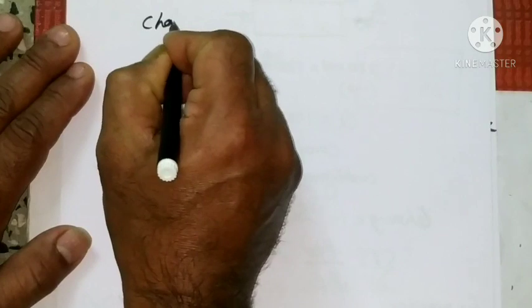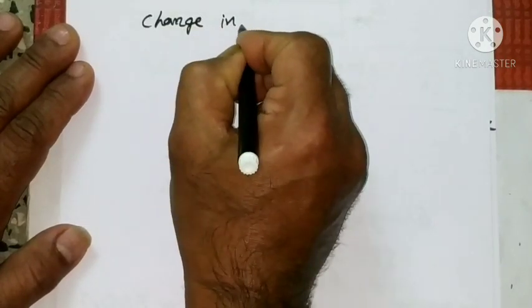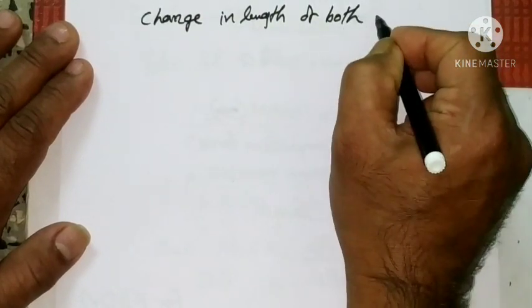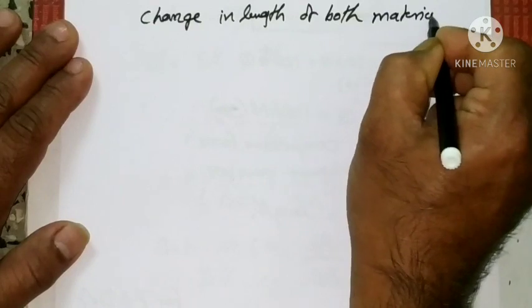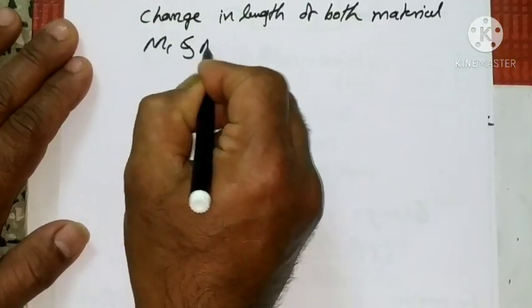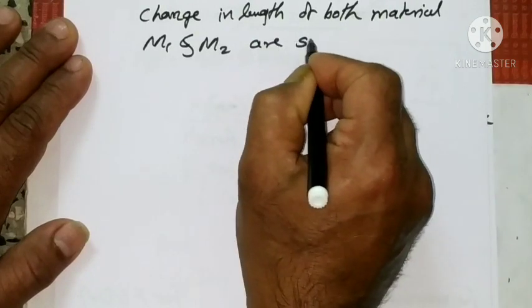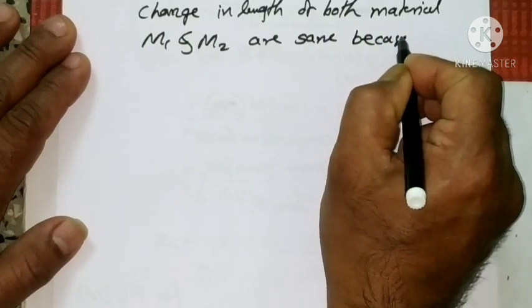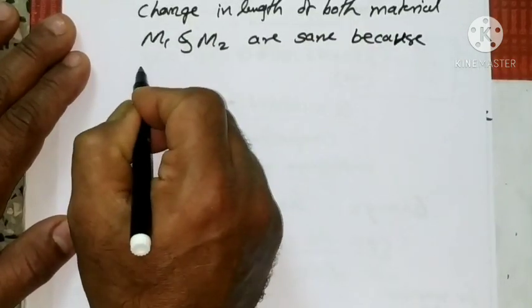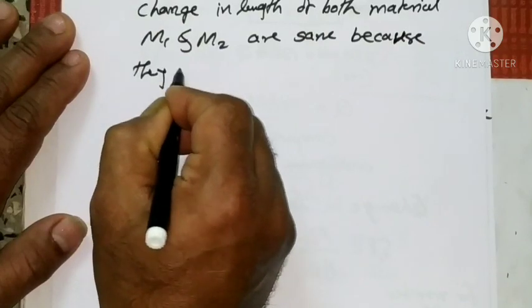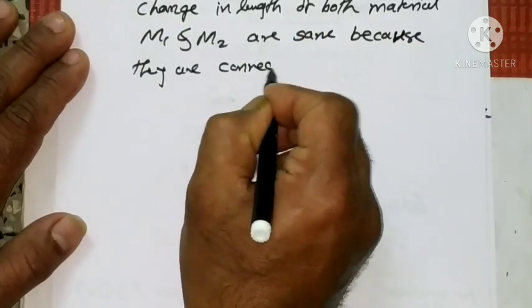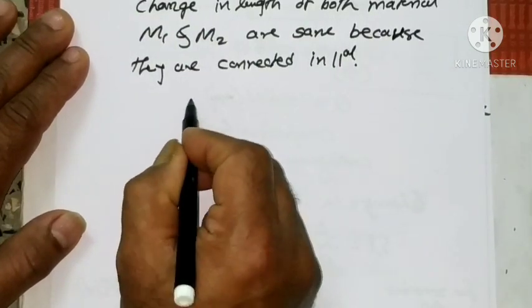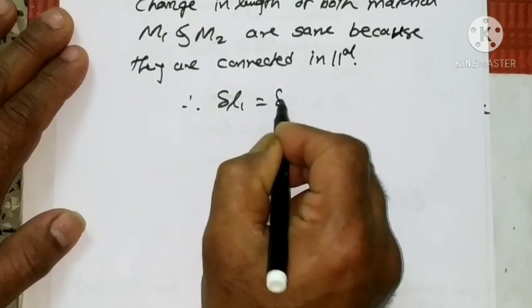Change in length of both materials M1 and M2 are same because they are connected in parallel. Therefore, delta L1 equal to delta L2.